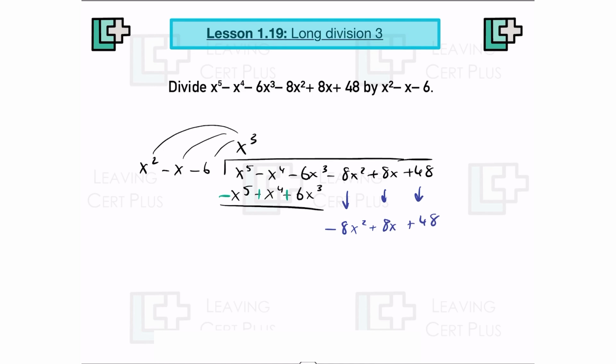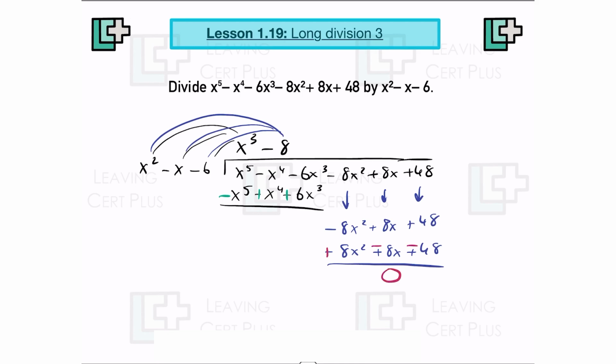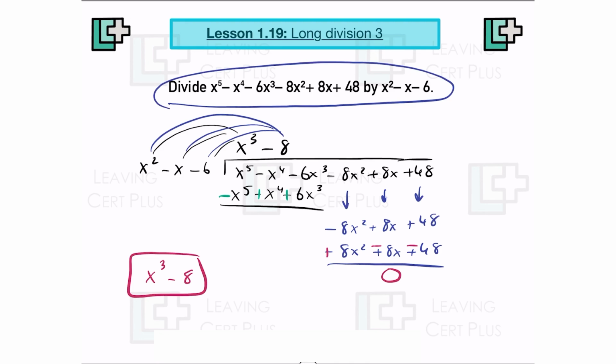Now you're asking, what do I need to multiply my x squared by to get minus 8x squared? The answer there is minus 8. So then multiply that minus 8 by the three terms again. So that's minus 8x squared plus 8x plus 48. You can see these are going to wipe out as well when you change the signs. And that's your remainder. Okay, so your answer there is just x cubed minus 8. You can see how we can follow the same steps. It just looks an awful lot more awkward than it actually is.